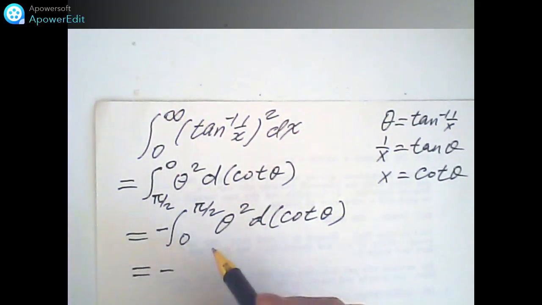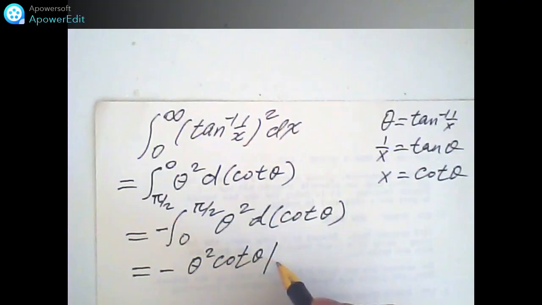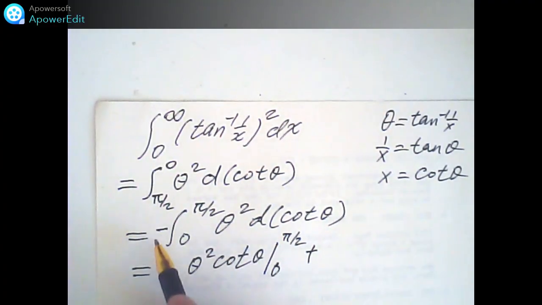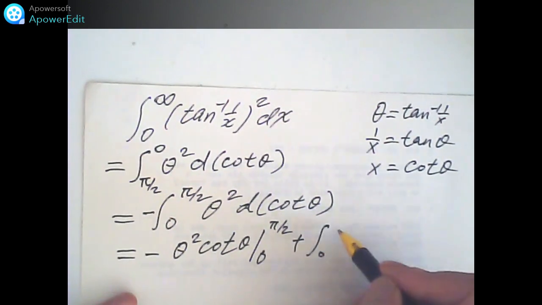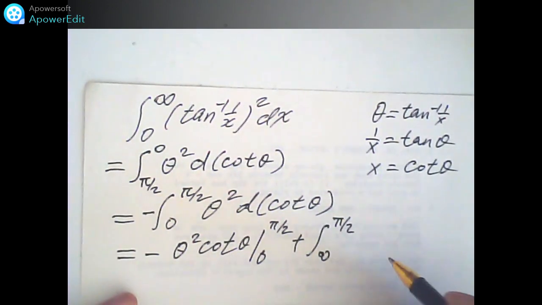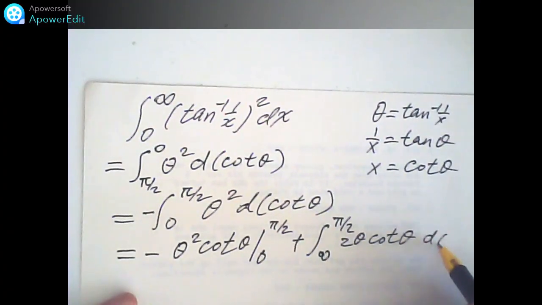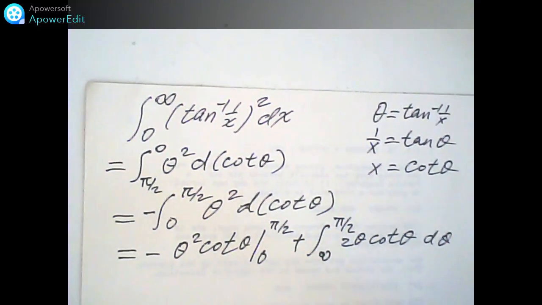So this is u, this is v, from 0 to half pi, and minus becomes plus, 0 to half pi, v du. This is v, and du is 2 theta d theta, isn't it?